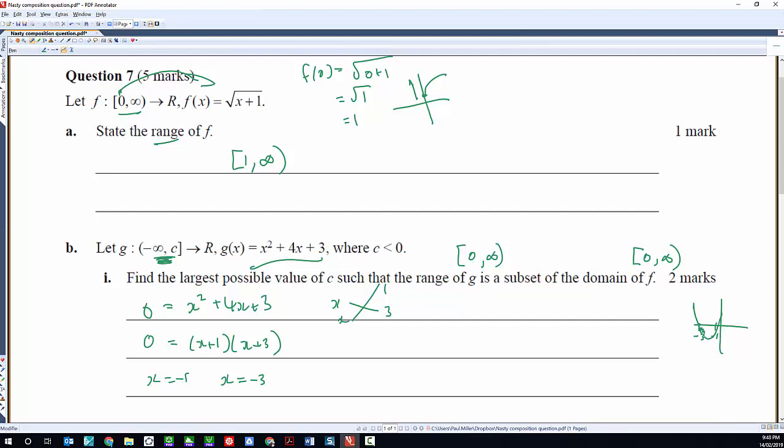So actually, we don't want these values here. We don't want them, and subsequently, we don't want that part there. We want the values from negative infinity all the way up to negative 3. When we terminate it there, we're going to be able to produce 0 to infinity y values. So in this case, c is going to equal negative 3. Let's just update that: negative infinity all the way up to negative 3.